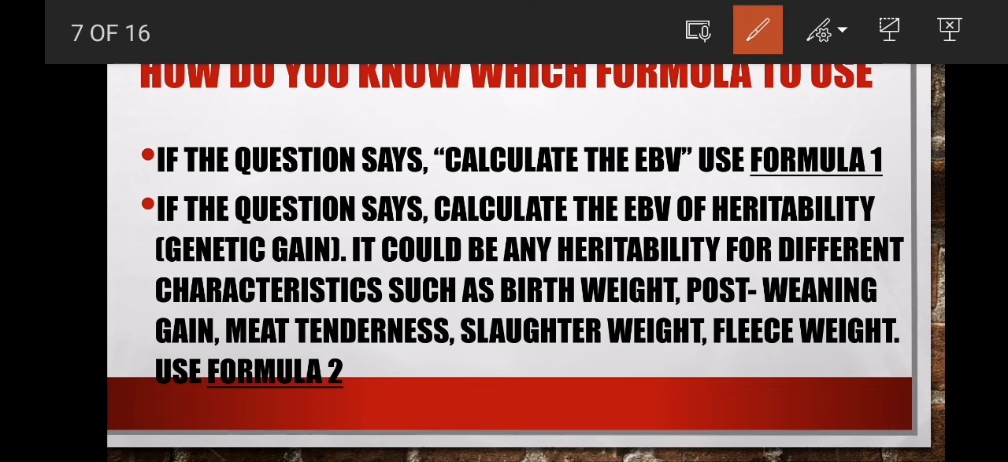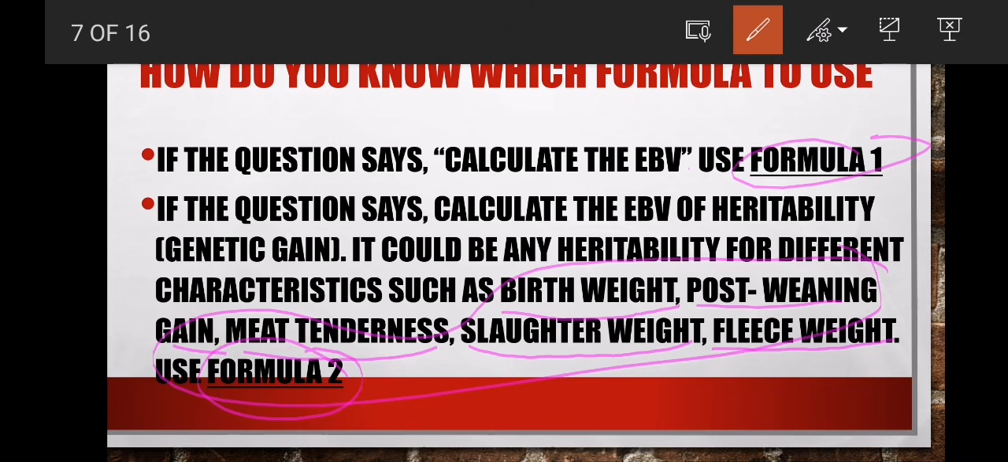birth weight, calculate the EBV of post-weaning gain, calculate the EBV of meat tenderness, calculate the EBV of slaughter weight, calculate the EBV of fleece weight. That's when you will use the second formula. But if it just says calculate EBV, then there's a full stop, you use the first one. If it says calculate EBV of genetic gain or heritability or any of these characteristics that I have highlighted here, you have to use the second formula.